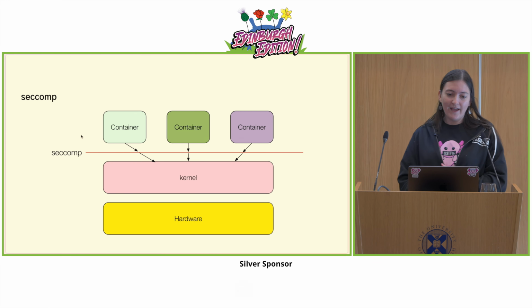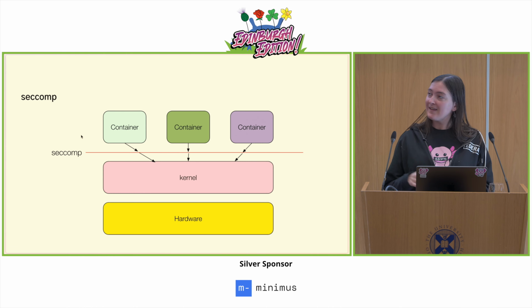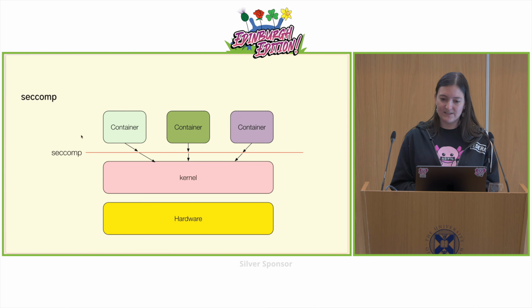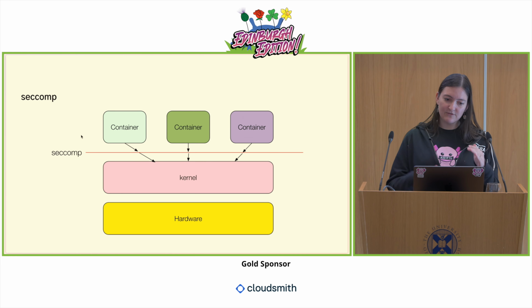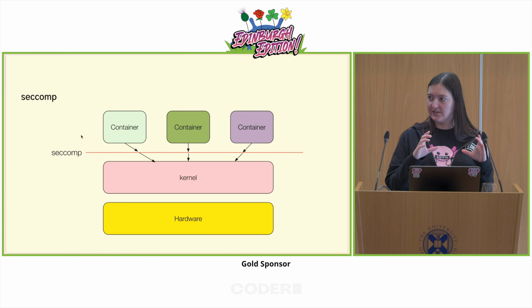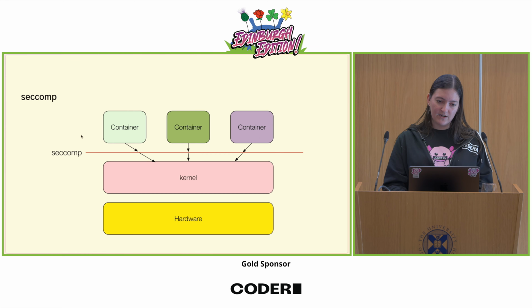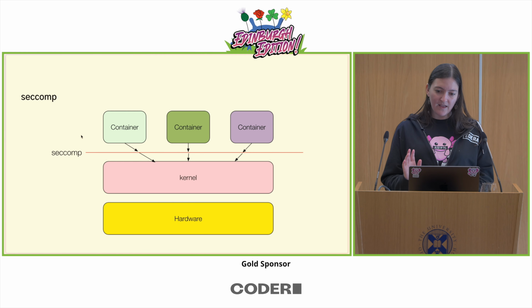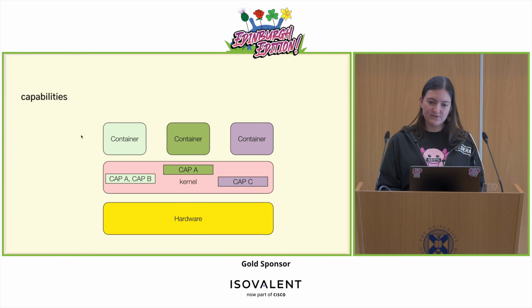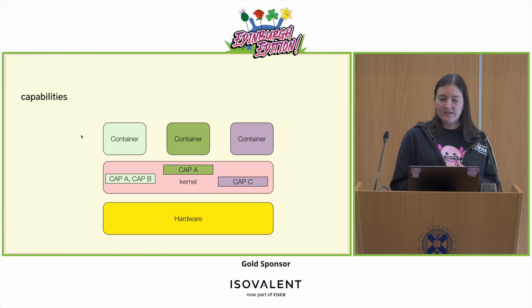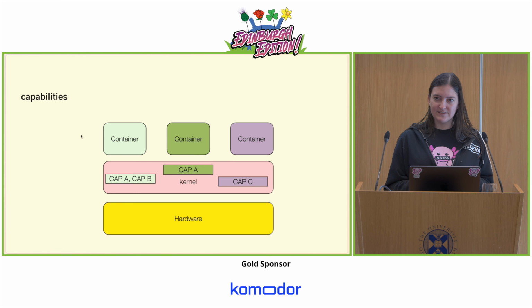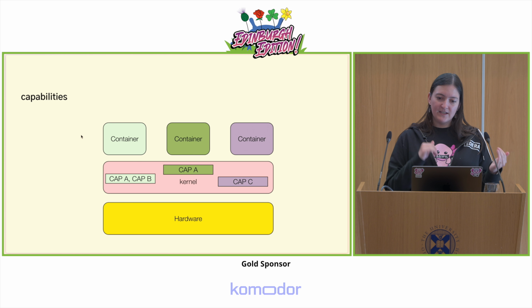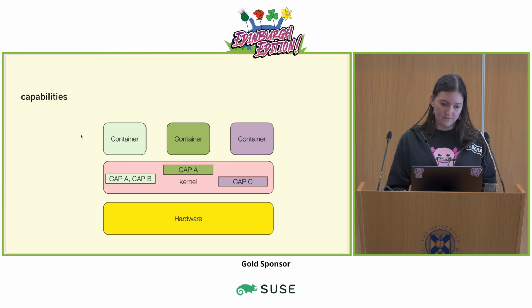Anyway, seccomp is a Linux kernel feature that restricts the system calls a container can make. This limits the attack surface within the container itself, because there are fewer system calls that the container can access, which gives it fewer ways to try and break out of that container. Linux capabilities divide superuser privileges into distinct units. This is great if you want to give a container some privileges, but you don't want to just have a privileged container. You can give it just the ones that it needs to do what it needs to do.